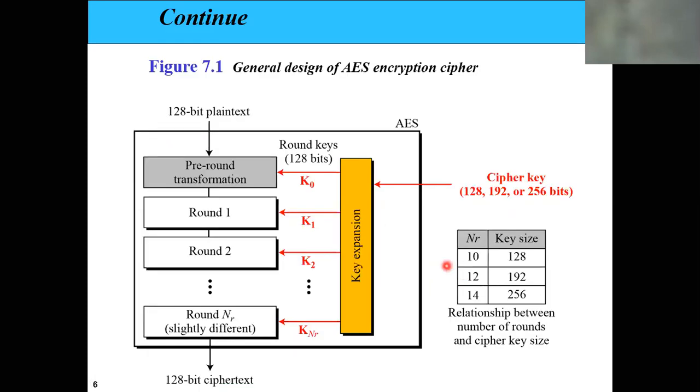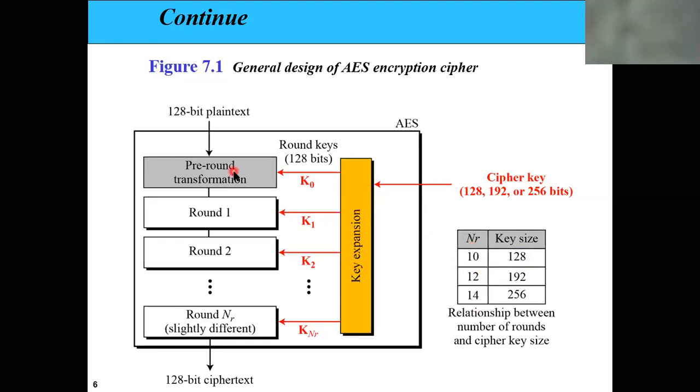Generally, here you can see in slide 6, let me do it. The general design of the AES encryption cipher is like this one. It has 10 rounds for a 128-bit key size, 12 rounds for 192 bits, and 14 rounds for 256 bits. The key size varies, and the number of rounds varies accordingly. If the key size is 128, you have to perform 10 rounds.